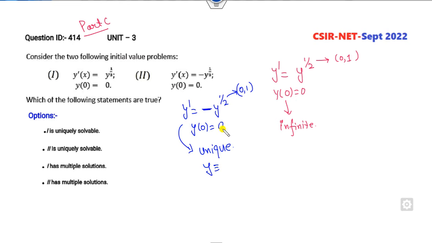The solution is this part, that is 0. The first one has infinitely many solutions. The second one has a unique solution. So the second does not have multiple solutions; the second has a unique solution. So B and C are my correct answers.